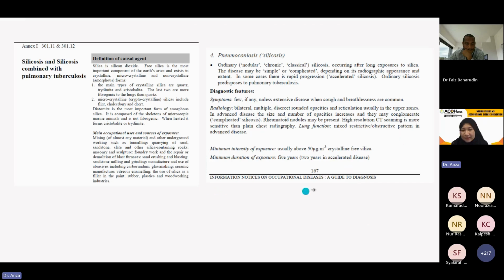So this is an example from the EU. This is what I meant by minimal intensity of exposure. Look, for silicosis, the exposure must be above 50 microgram per meter square, with a minimum duration of 5 years. So that's what is meant by that.